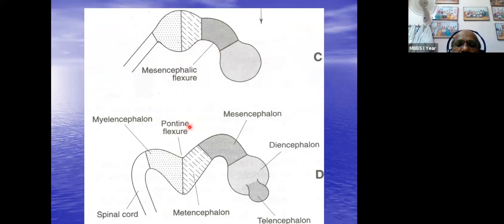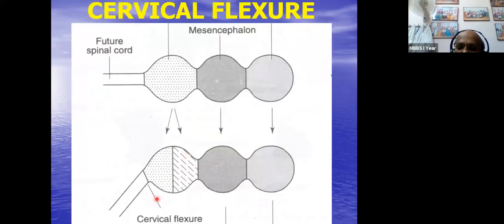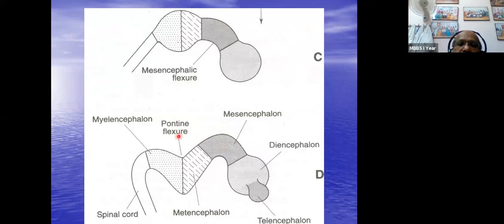Next one formed is your pontine flexure, that is at the junction of metencephalon and myelencephalon. Another flexure is formed that is called pontine flexure. So first flexure is cervical, next one is mesencephalic flexure, third one is pontine flexure. After the formation of all these flexures, finally we are getting our final form of brain. Already I told what structures we are getting from prosencephalon, mesencephalon and rhombencephalon. After the formation of these flexures, we have the final form of brain.